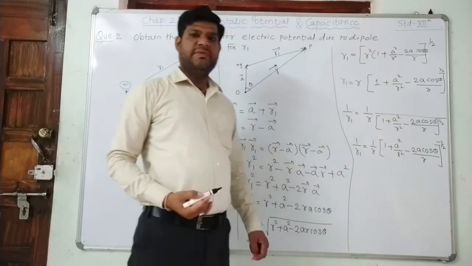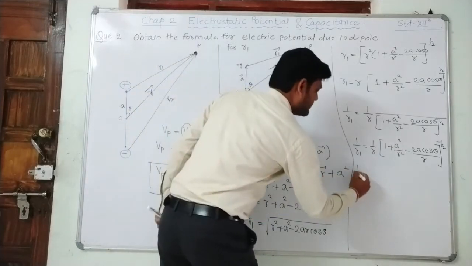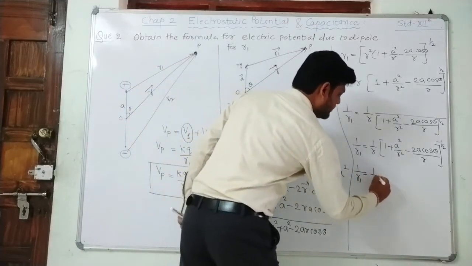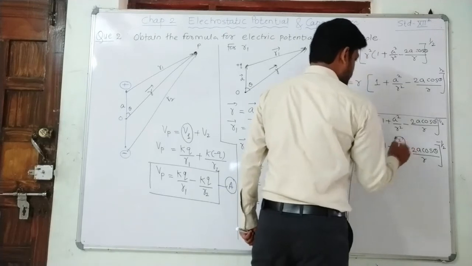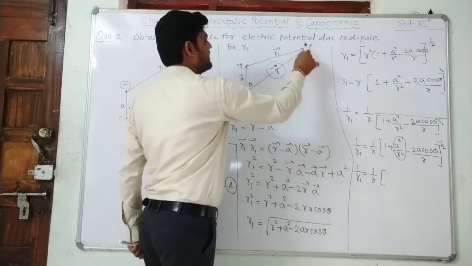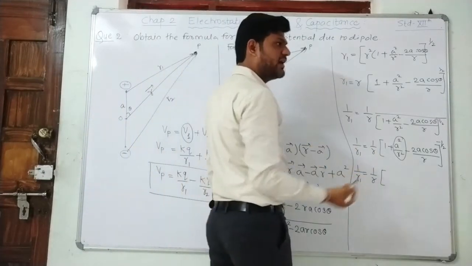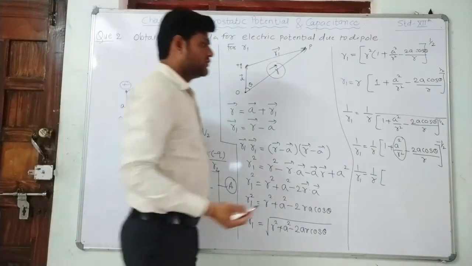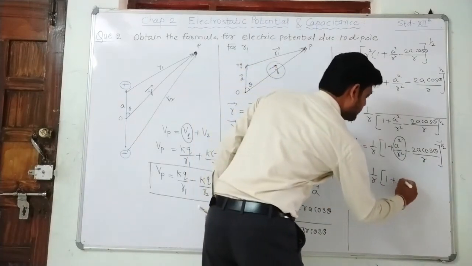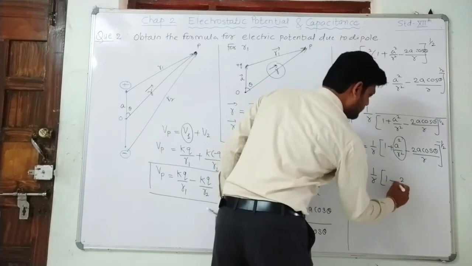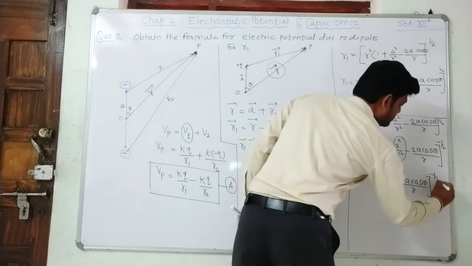So using the binomial expansion and neglecting the higher order terms, see what is the final equation? 1 by r1 equals 1 by r. Here we can say that P is at a large distance, so r is very large as compared to this small a. So neglecting this term first of all, we will write 1 minus 2a cos theta by r raised to minus half.